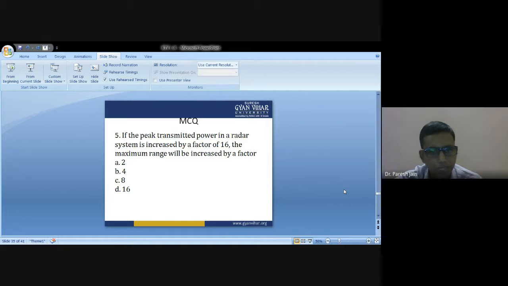If the peak transmitted power in the radar system is increased by a factor of 16, the maximum range will be increased by a factor of 2, 4, 8, 16.